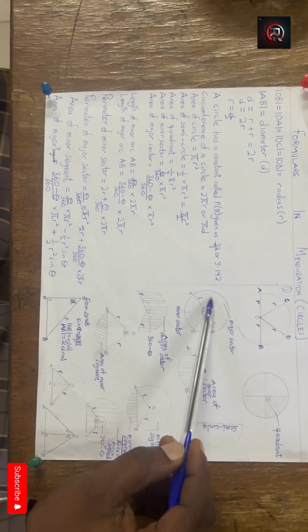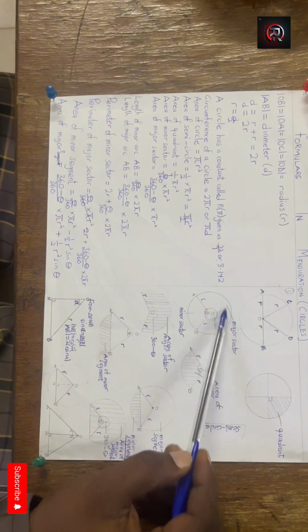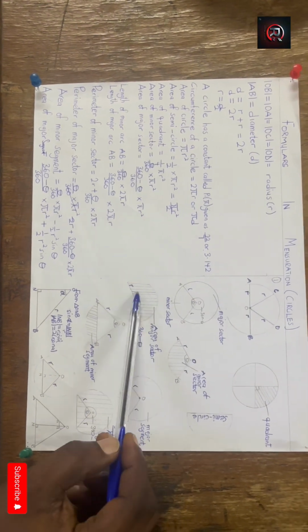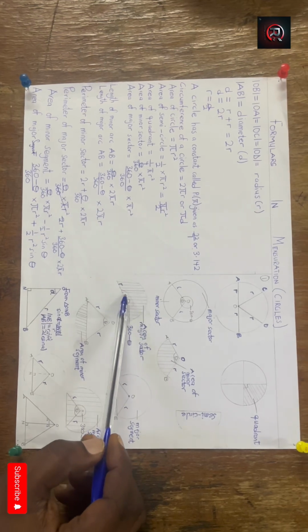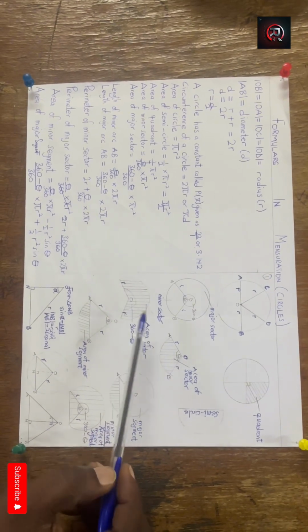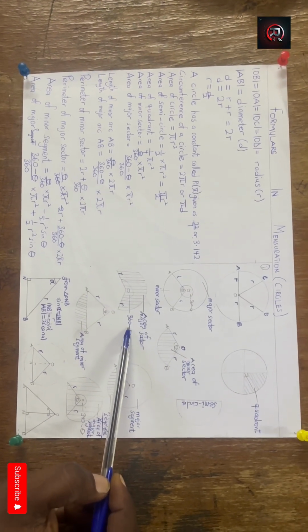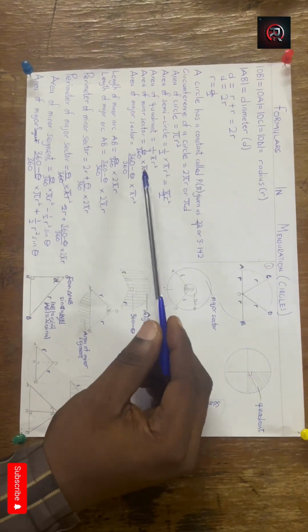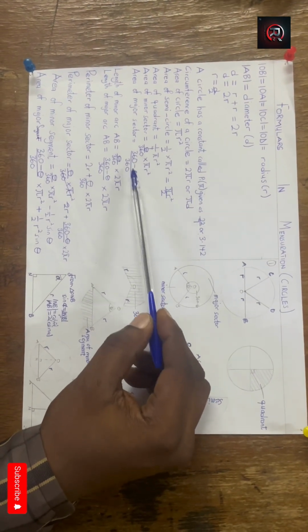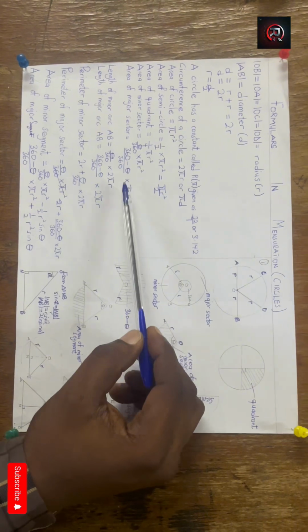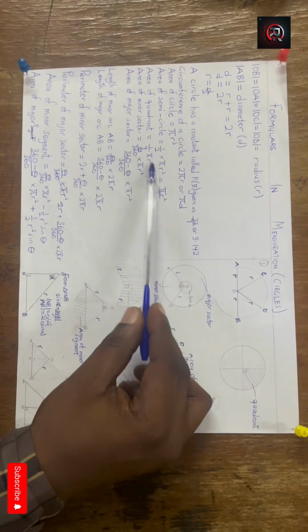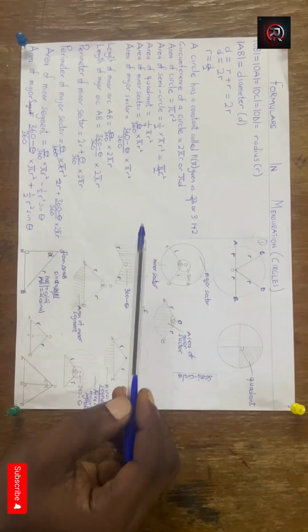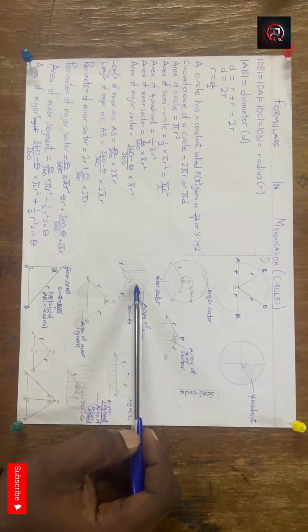We can also be asked to find the area of the major sector, which is this shaded portion here. And we need the reflex angle here, which is 360 minus theta. So the formula is given as 360 minus theta all over 360 times pi r squared. So this is the formula we can use to get the area of the major sector.